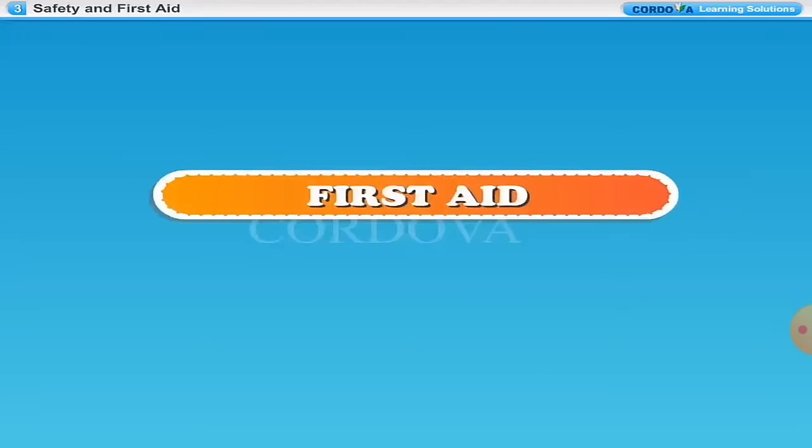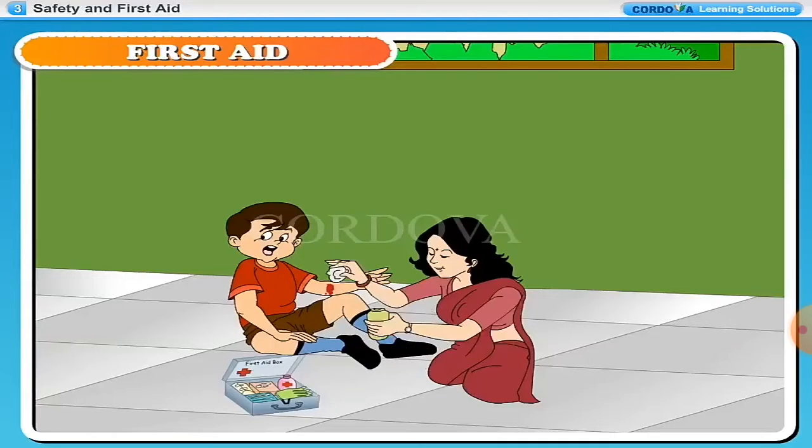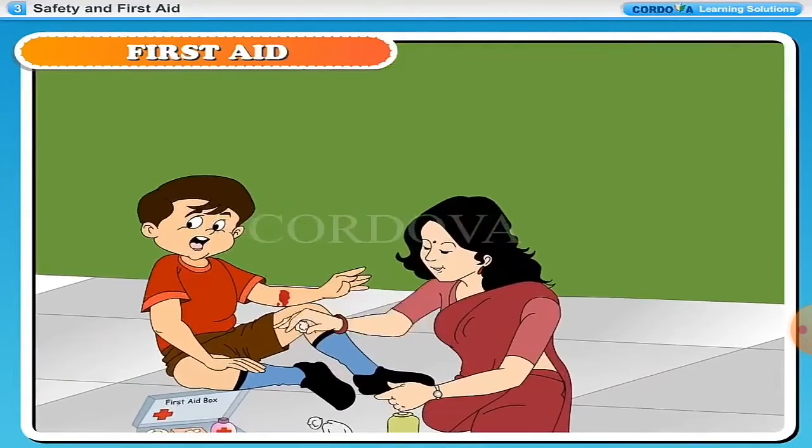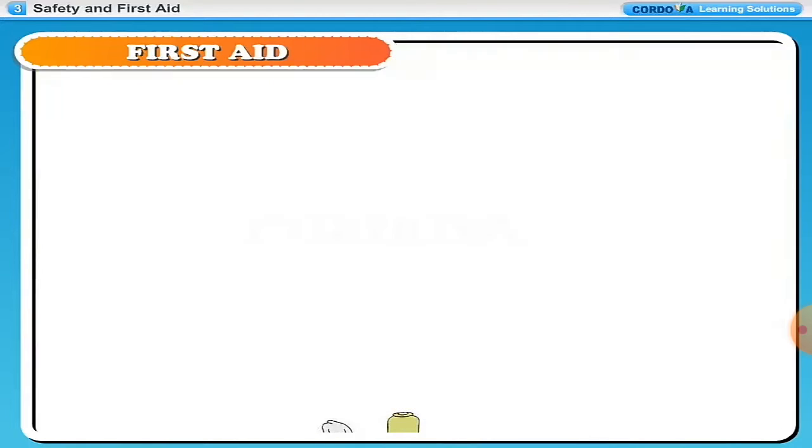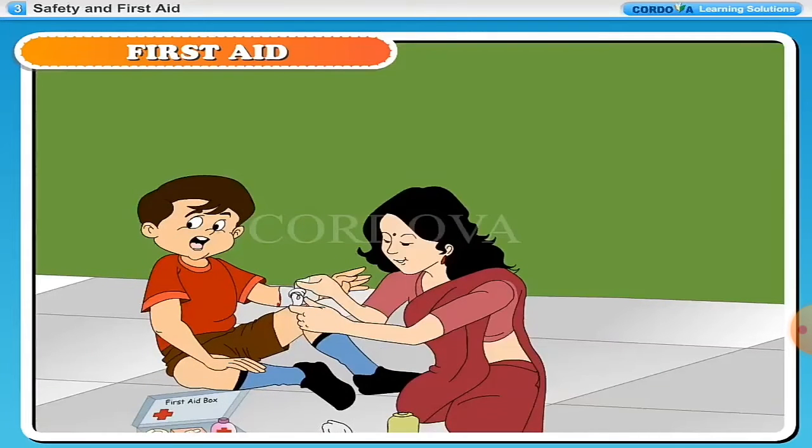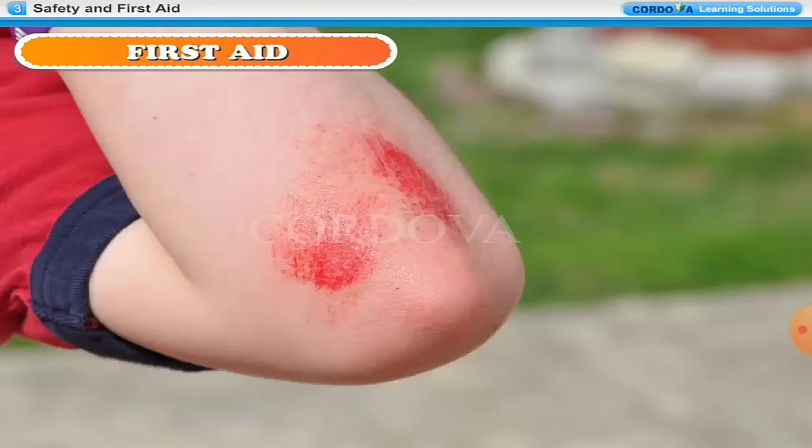First aid. Whenever an accident happens, the injured person must be given an immediate medical aid before he is taken to the hospital. This is called first aid. It is very essential and can save the life of the injured person.